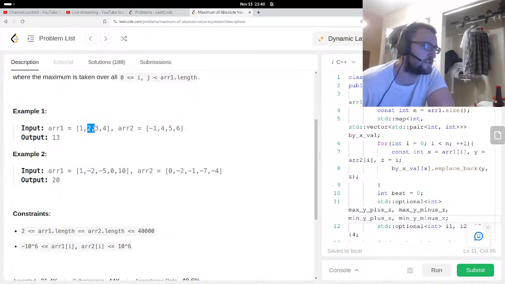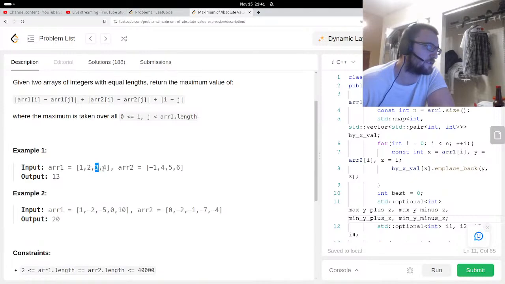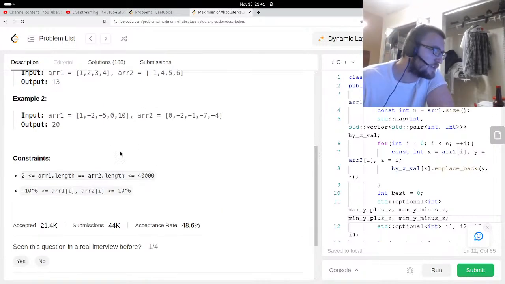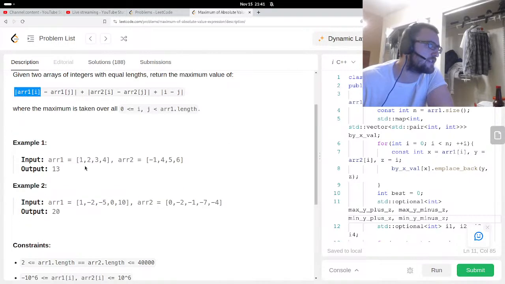So 1 and negative 1, 2 and 4, 3 and 5, 4 and 6, and so on, then 1 and 0, negative 2 and negative 2, negative 5 and negative 1, 0 and 7, negative 7 and negative 4 and 10, etc. For each of these, 0, 1, 2, and 3 are the possible values of i and j. Notice i is specifically referenced in both arrays, array1 of i, array2 of i, and then the index i, and then the same for j. So it could be 1 and negative 1, and 6 and 4, with i is 0 and j is 0.